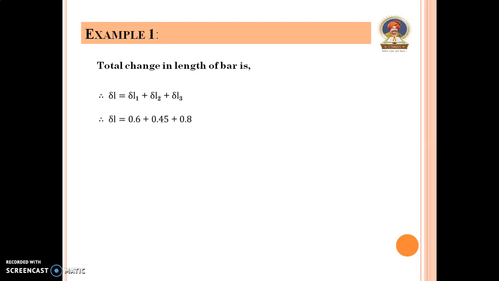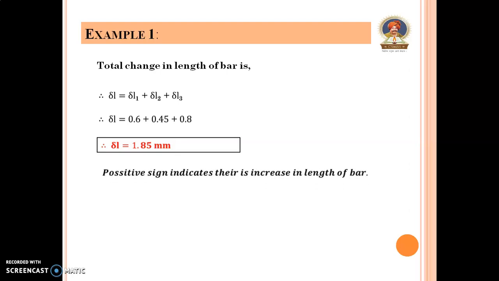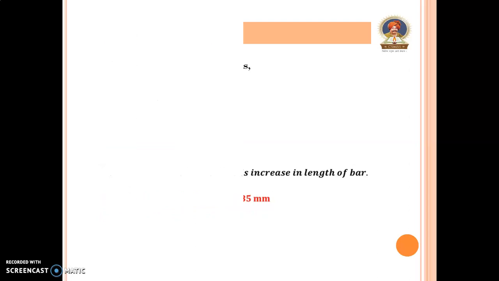So for the total elongation or total change in length of the bar, delta L is equal to delta L1 plus delta L2 plus delta L3. Put here all the values. 0.6 plus 0.45 plus 0.8. So the answer is 1.85 mm positive. This positive sign indicates there is an increase in the length of the bar. So the increase in length of the bar is equal to 1.85 mm.